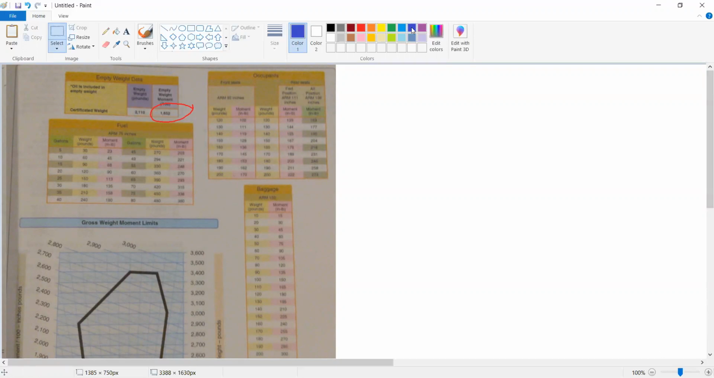We need to make our own data set. So I will write it here. We need to write the weight, our own weight, and our own moment. All right, so the first thing we have here is our pilot and co-pilot. The weight given is 375 pounds. That's fine.